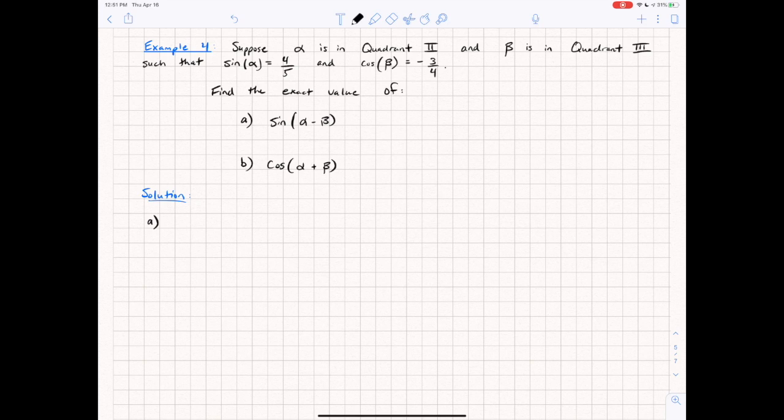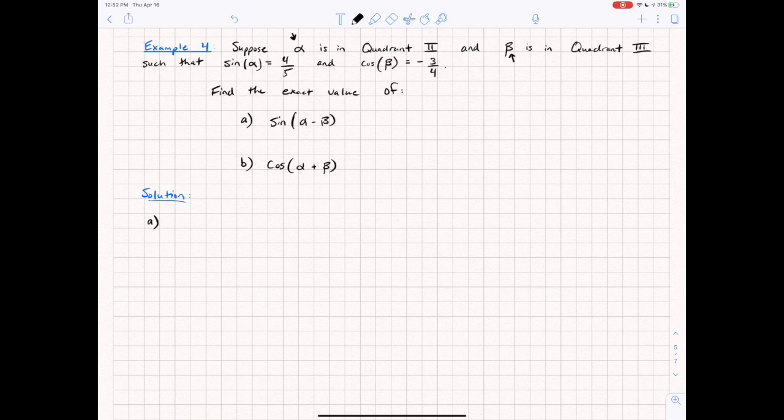All right, and so here's what example 4 says. Suppose alpha, so this is just the lowercase for alpha, is in quadrant 2 and beta is in quadrant 3. So alpha and beta are angles, and we know exactly where they're located from the standard position if I was to rotate, such that sine of alpha is 4 over 5 and cosine of beta is negative 3 over 4. So I know something about the trig ratios, or at least one of the trig ratios for each alpha and beta.